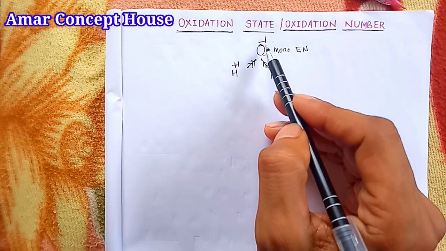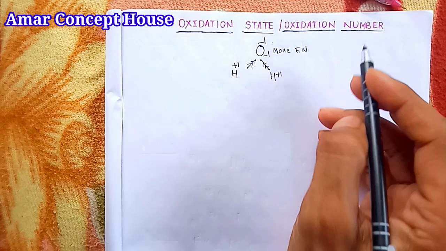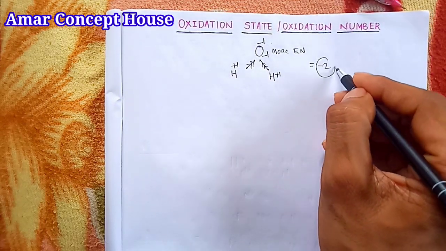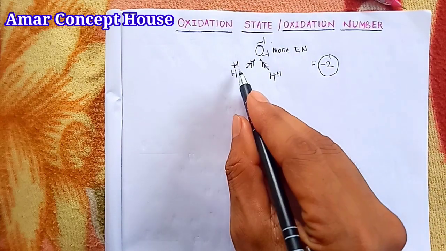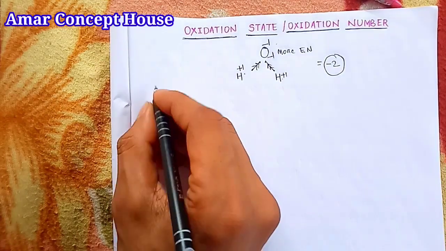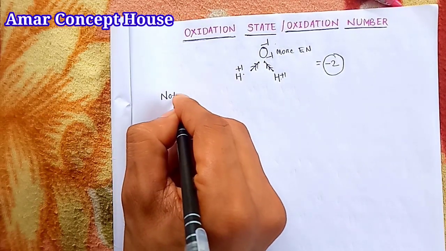Now what is the total formal charge over oxygen? -1, -2. So its oxidation state is -2. And hydrogen is +1. Understood? Now write a note here.